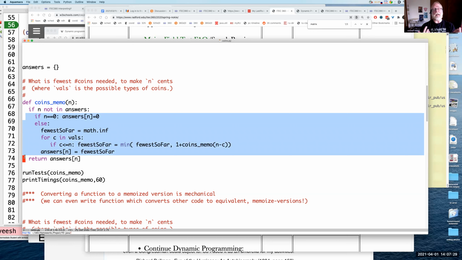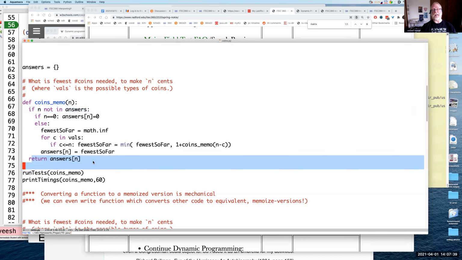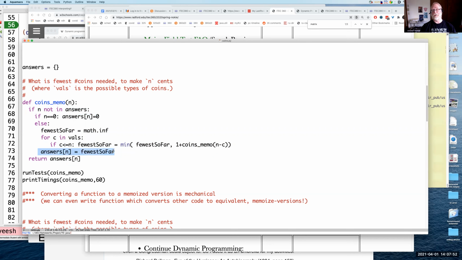The first thing you do when you're called: do I already have it memoized? That's this first line up here. If it's already in my answers, then just return answers. If it wasn't in answers, then do this code, and instead of returning at each point, I record it. Everywhere it had a return statement before, I instead assign to my answers array. I need to be sure to change the recursive call to be this new function that's doing the memoizing. So I did a copy and paste, but I had to change the name of this function.